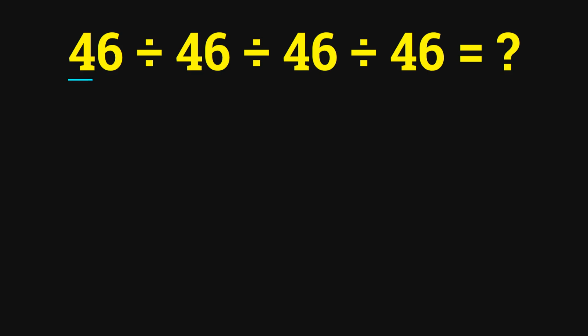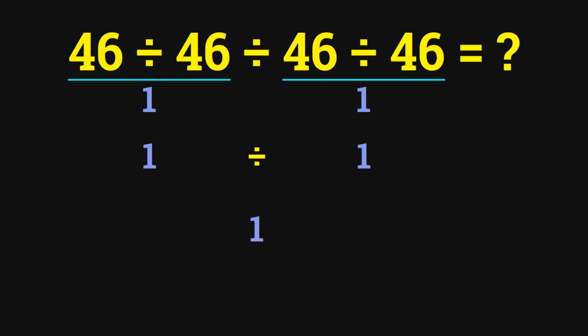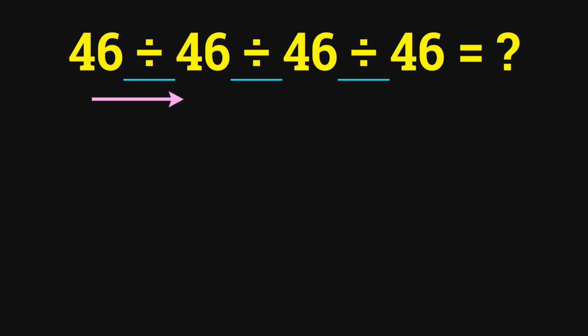46 divided by 46 equals 1, and 46 divided by 46 gives us 1, and 1 divided by 1 gives us 1. But this answer is not correct, because according to the order of operations, when we have more than one division, we have to work from left to right.